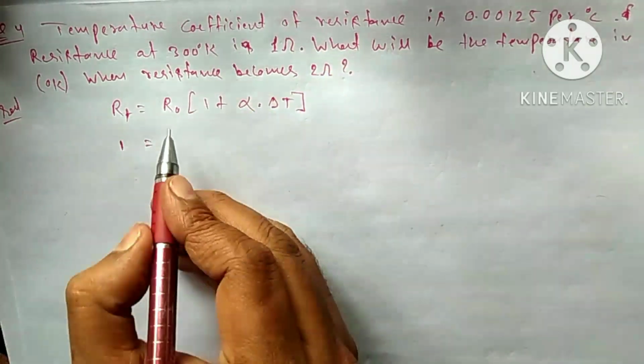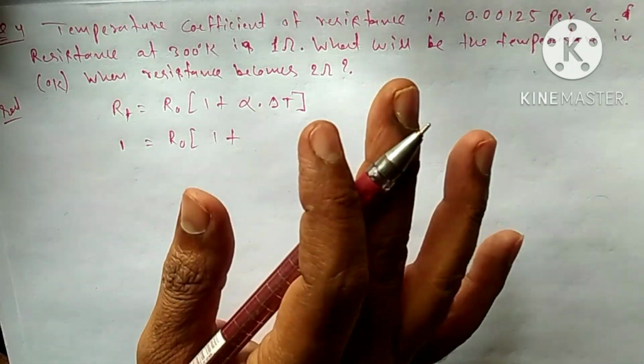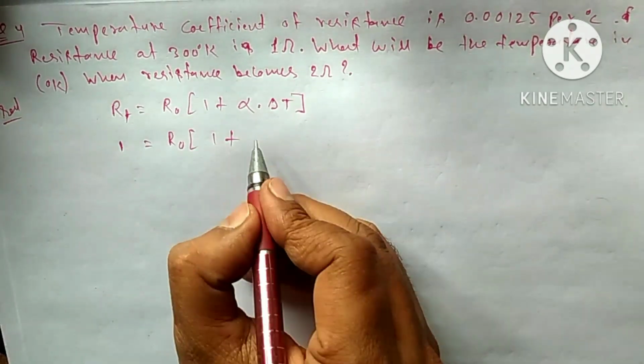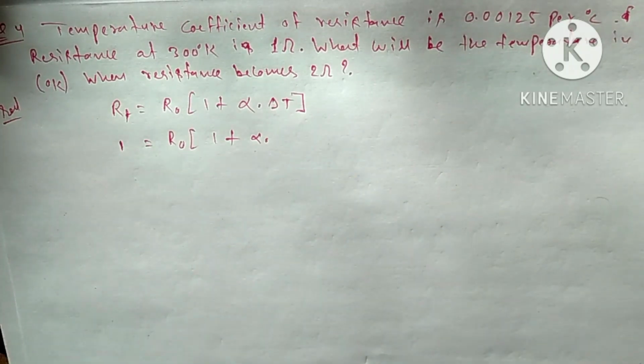Here is the note mentioned, R naught (1 plus alpha). What is the value of alpha? Alpha is also not mentioned here. So alpha, and what is the change in delta T? Delta T, how do we know about the delta T? Delta T means change in the temperature.